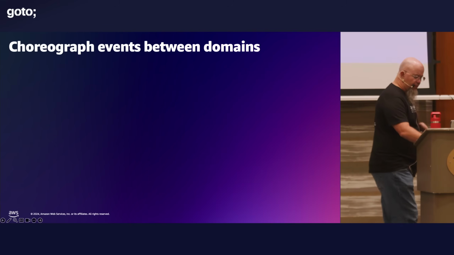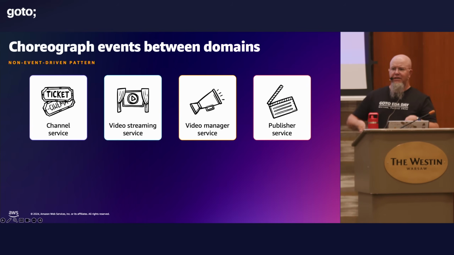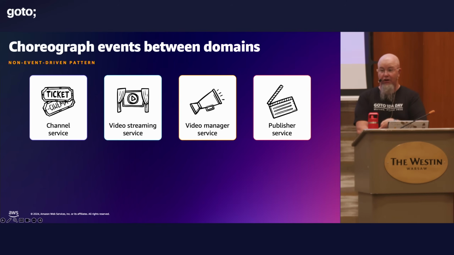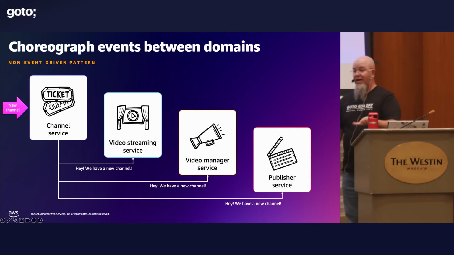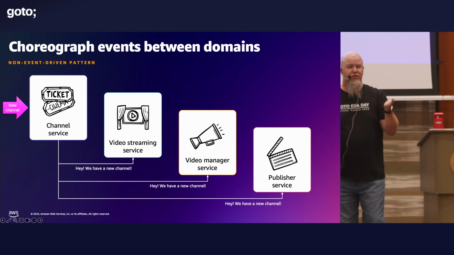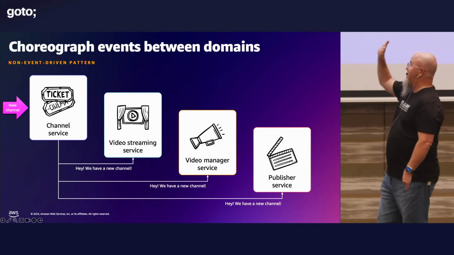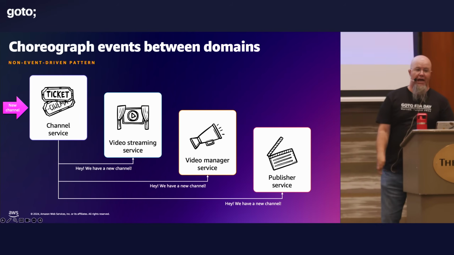So back to our video example, we look at if we're doing this the old way, the non-event-driven way. Let's say we have a new channel created and all these services need to know about it. The channel service, the video streaming, the manager, and the publisher. So what we would do is we'd have this new channel, that part of the application would say, oh, okay, there's a new channel. Okay, I gotta let the video streaming know, hey, we have a new channel. I gotta let video manager know, hey, we have a new channel. And I gotta let publishers know, hey, we have a new channel.